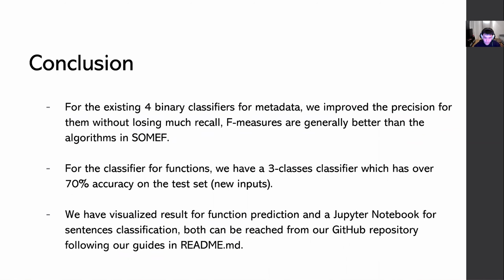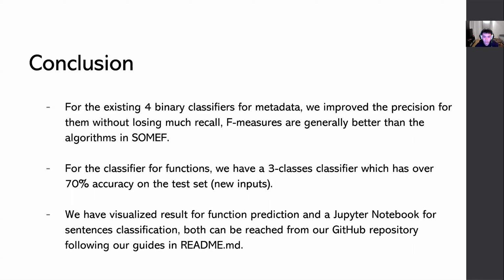Okay, that's our project, and we do have the following conclusions. First, for the existing four binary classifiers, as I mentioned before in the evaluation matrix, we improved the precision for most of them without losing much recall. And F measures are generally better than the existing ones in SOMEF, so it's kind of a success. For the classifier for functions, also mentioned in the evaluation matrix, the random guess rate for a three-class classifier would be 33%, but we have over 70% accuracy. It also exceeded our set goal of 60%, so it's a huge success.